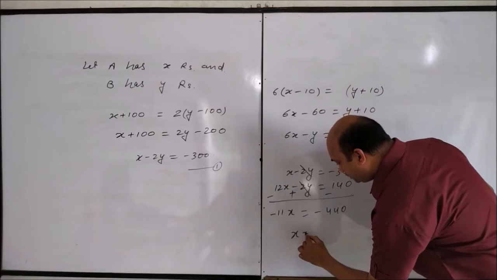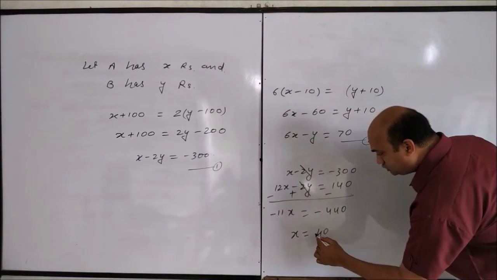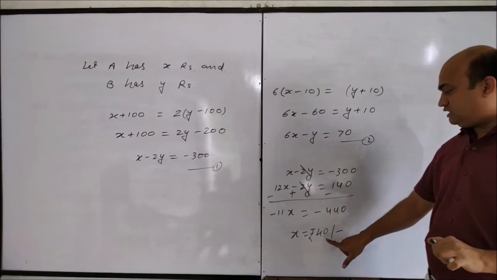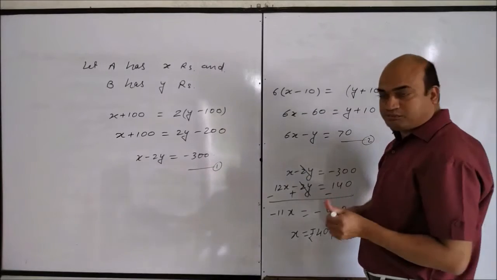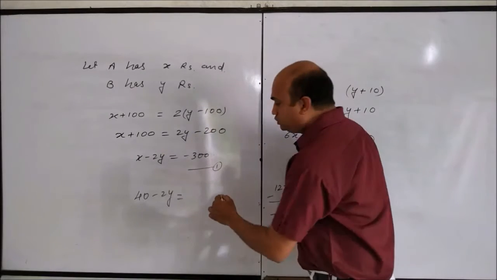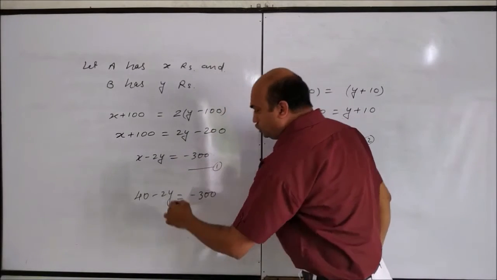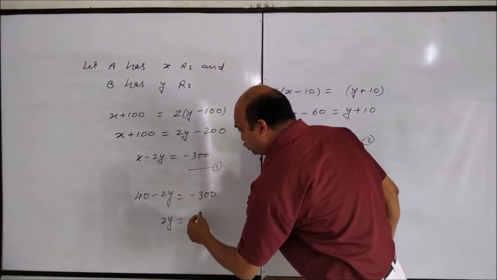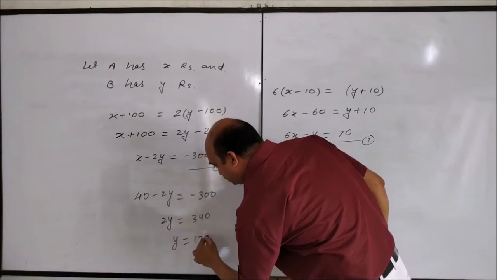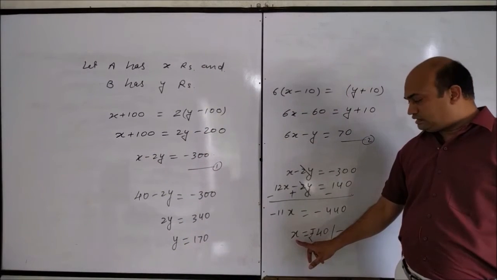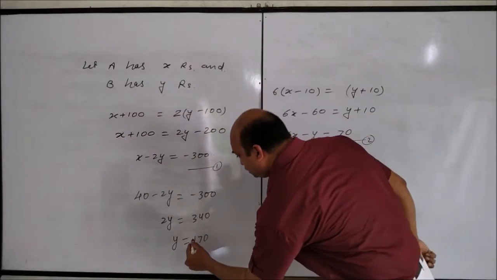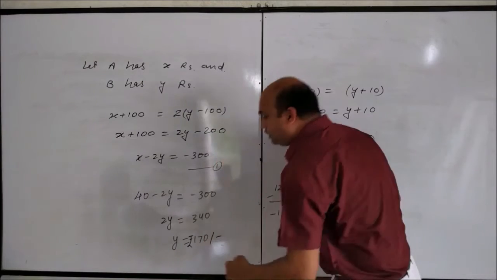Then what is x you get? It will be 40 rupees. Now this value of x we put here in equation number 1. This will be 40 minus 2y is equal to minus 300, or 2y we will get 40 plus 300, 340, and y we will get 170. The amount of x, that is A, will be 40 rupees and the amount of B will be 170 rupees.